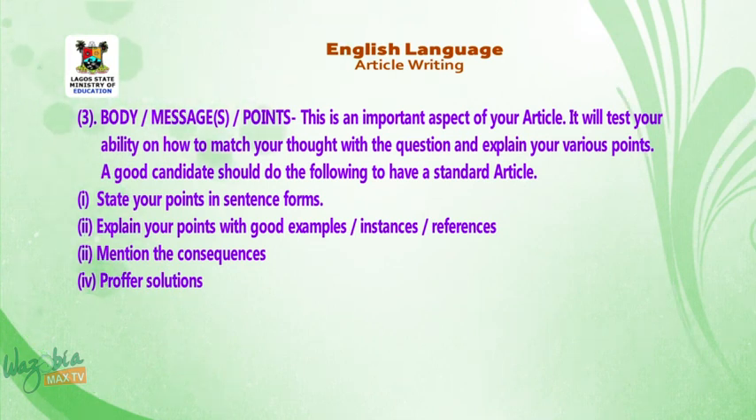This will now be followed by explanation of that particular point with examples, instances, references, etc. Then you can mention the consequence or consequences of such particular point or idea. And then lastly, discuss the solution. It is good for you to do this in every paragraph. Mention your point, explain your point, mention the consequences, discuss solution. Always write your solution immediately after your consequence. Don't write your solution in another paragraph. Let your point and your solution be together.